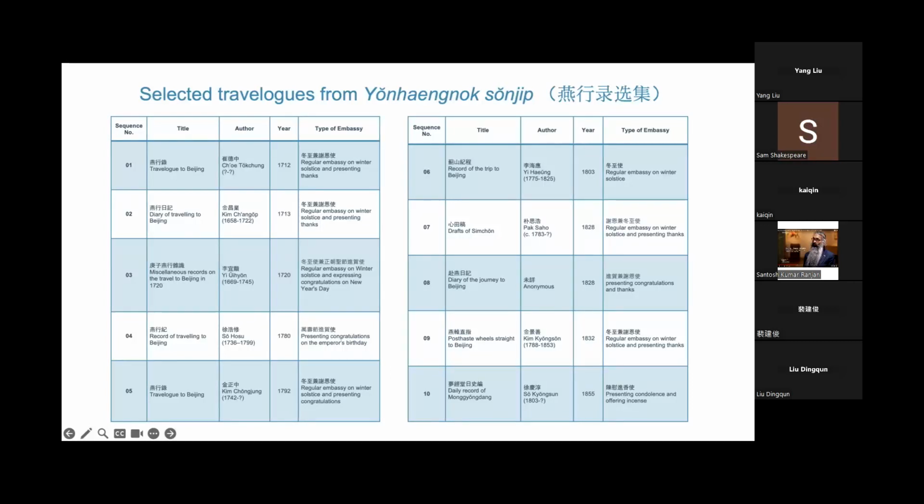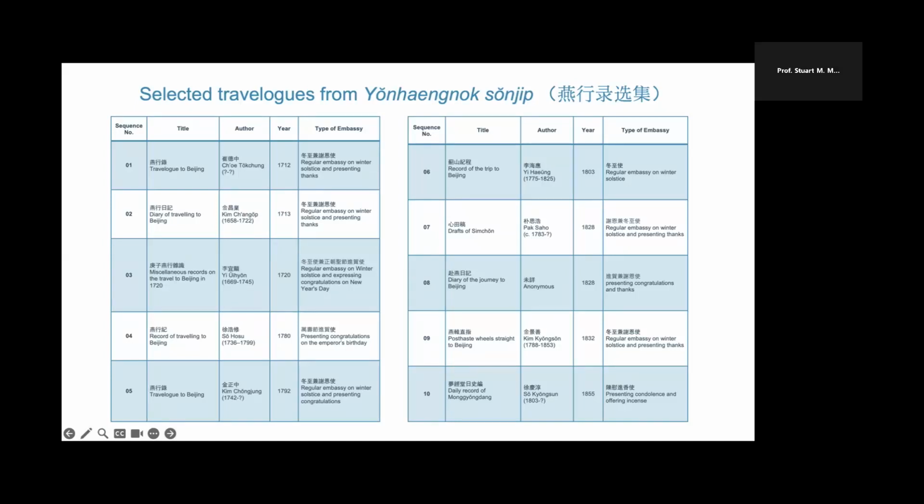There are also other formats of Yŏnhaengnok, for example, poems. But for poems, we cannot get lots of detailed information about the everyday life of Chosŏn embassy participants, because they are too literary, and also the information there is fragmental, and sometimes we cannot judge whether it was real information or just the fantasy of the writer. So after different considerations, I chose to focus on these 10 travelogues from Yŏnhaengnok. And I got the full text from a database called the Korean Classics database.